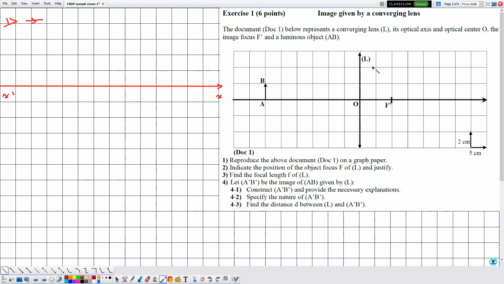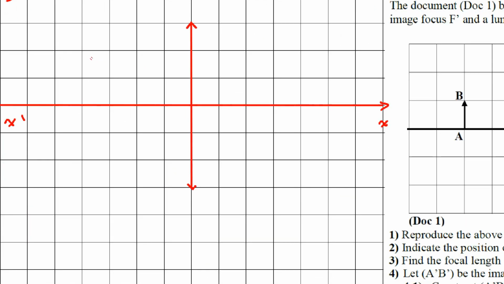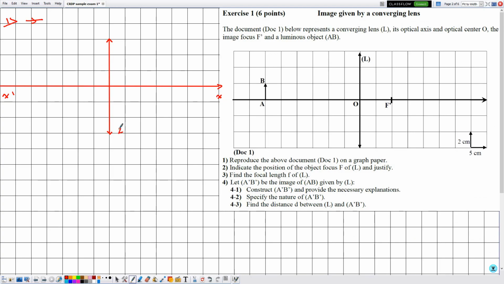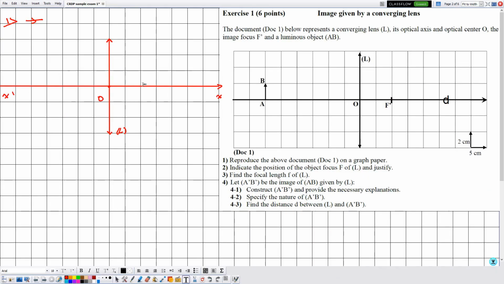Then the next step is to place the converging lens. So knowing that here the lens L is a converging lens, perpendicular to the optical axis, using the correct symbol of a converging lens. And the point of intersection between the optical axis and the lens L is given to be the optical center O. Now the image focus F' is located 1, 2 on the optical axis, 2 divisions in front of the lens, so this is F'.